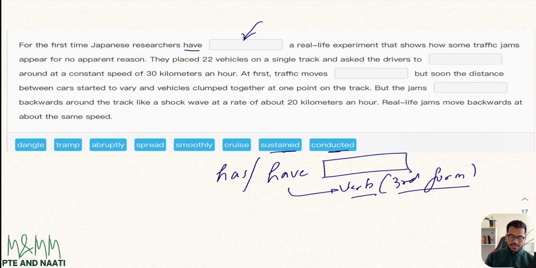It says, for the first time, Japanese researchers have sustained a real life experiment or have conducted a real life experiment. Can we sustain an experiment or can we conduct an experiment, right? So with that, my correct answer has to be conducted.